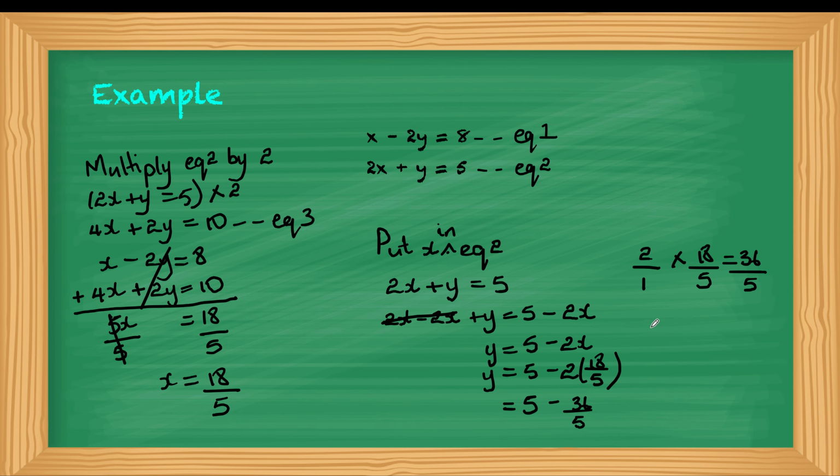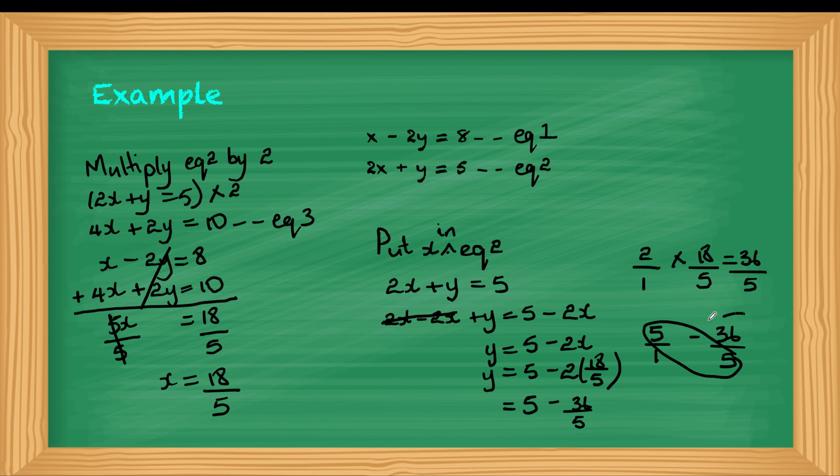So I can also again change this to a fraction. I can say 5 over 1, take away 36 over 5, right? I can use the butterfly method, and you can visit my previous videos to watch how we do the butterfly method.